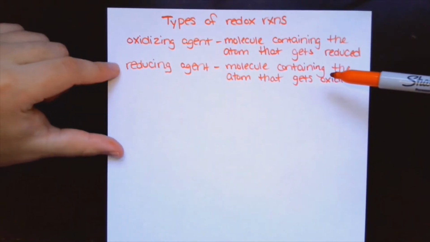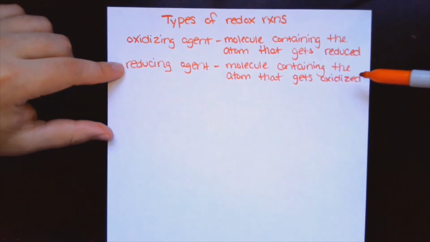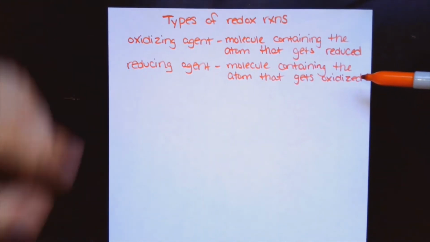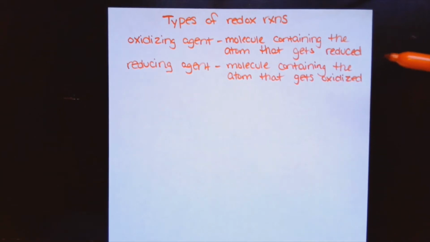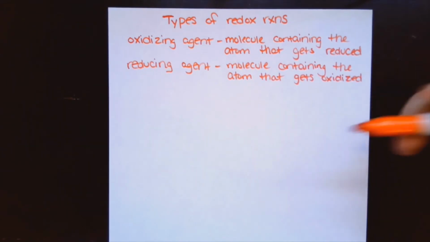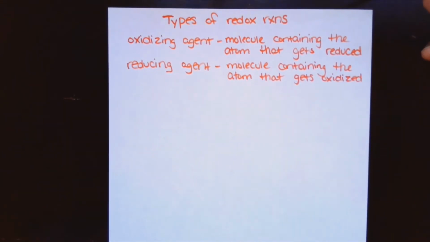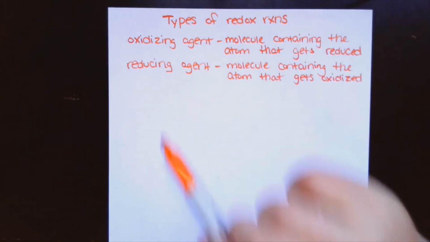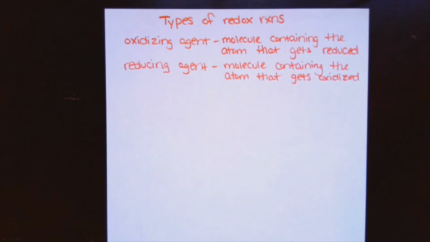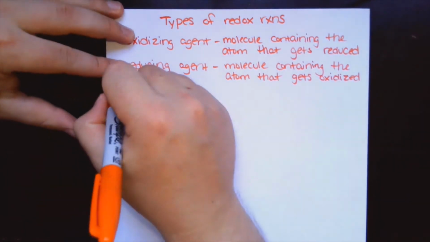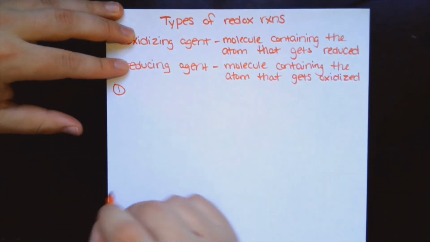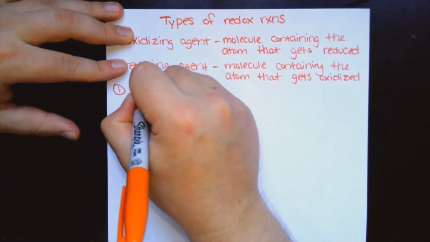And of course, the same effective principle is true for the reducing agent. The reducing agent contains the species being oxidized, so that means that it contains a species that gives off electrons, so it helps something else reduce. Right? Alright, so our first redox reaction type is a combination reaction.